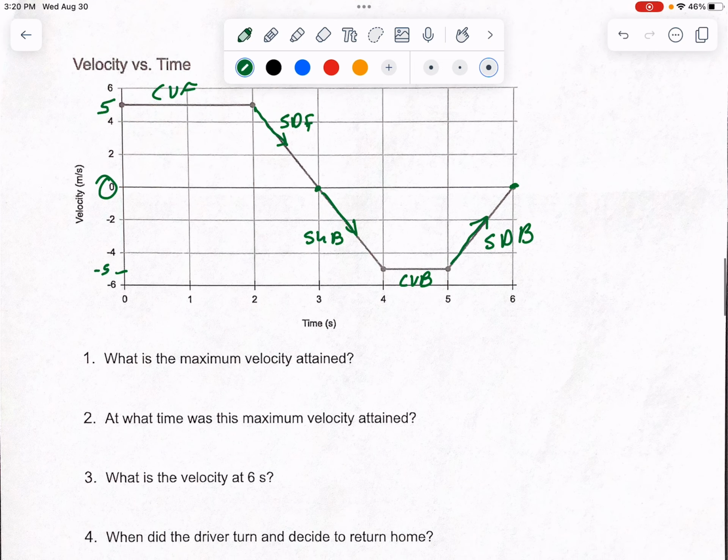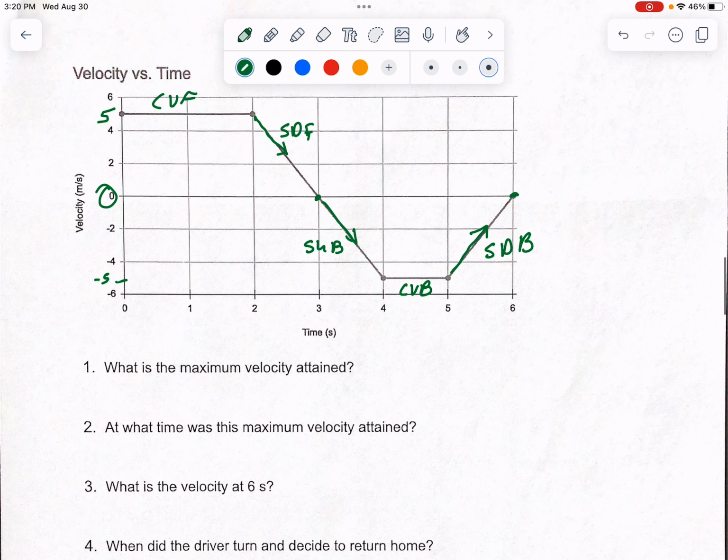So what is the maximum velocity attained? You're just looking for highest y value. It can be positive or negative or both. So in this case, we achieved both positive 5 meters per second and negative 5 meters per second. Both are equal, so both are acceptable answers, and you would need both of them because just because one is negative, one's positive doesn't make one faster than the other. It's just different direction. At what time was the maximum velocity obtained? Well, that was from 0 to 2 seconds and from 4 to 5.